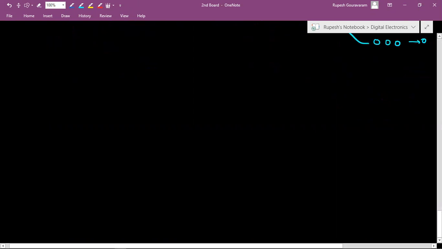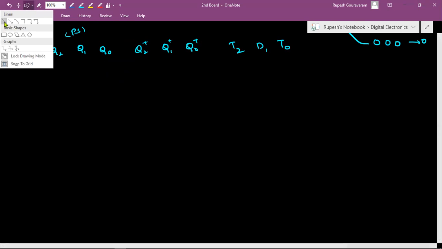Now if you use the excitation table, how will it look? It will have the present state and the next state, then the inputs. The present state will be q2, q1, q0. These are the present state values. The next state will be q2 plus, q1 plus, q0 plus, and the inputs will be t2, d1 and t0. So let me draw the lines.